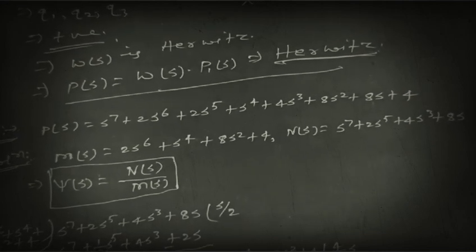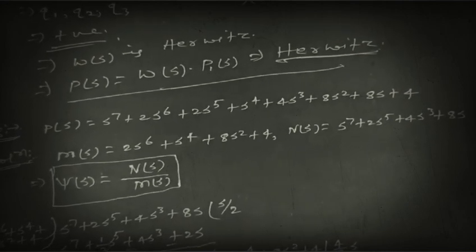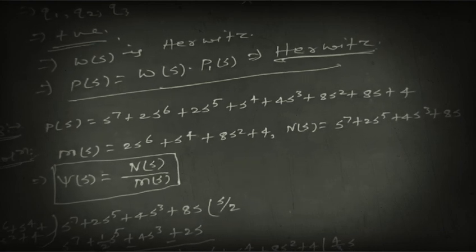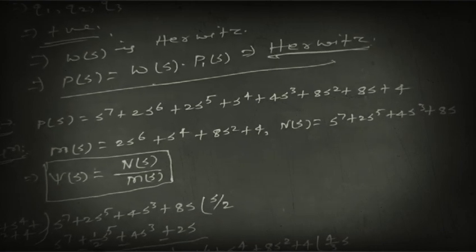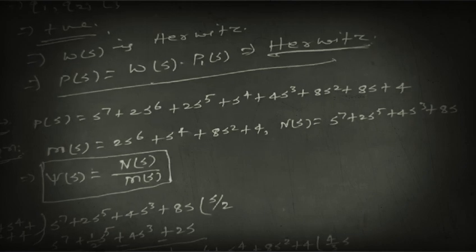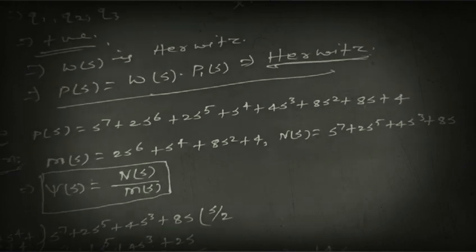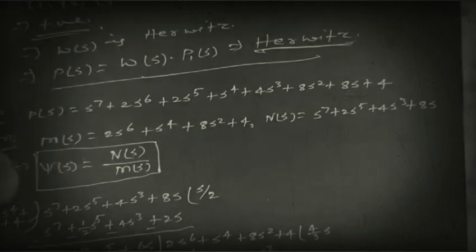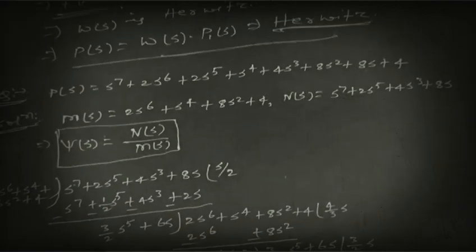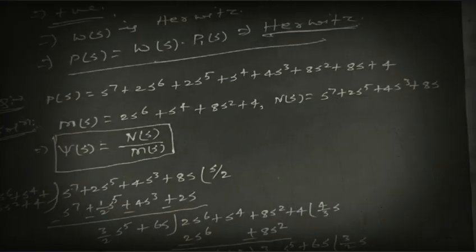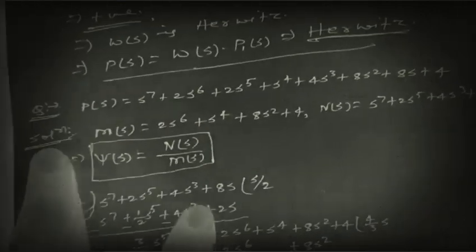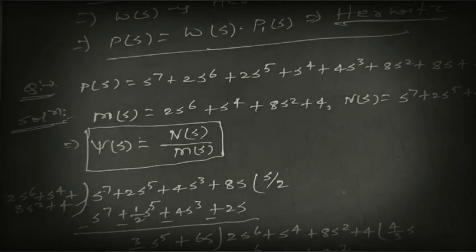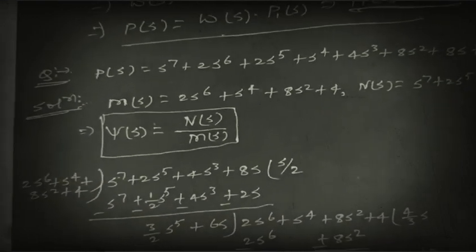So M(s) = 2s^6 + s^4 + 8s^2 + 4 and N(s) = s^7 + 2s^5 + 4s^3 + 8s. Now we'll write psi(s) = N(s)/M(s), because N(s) has the highest degree 7 and M(s) has the highest degree 6. So here N(s) will be the dividend and M(s) will be the divisor.